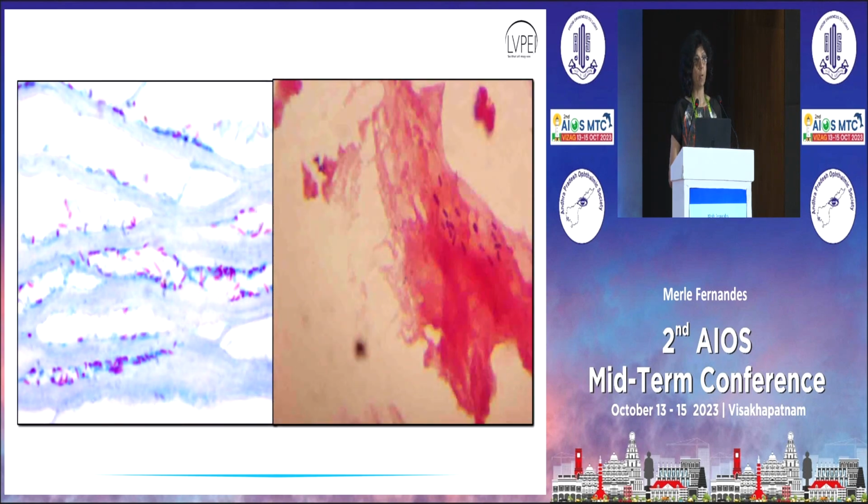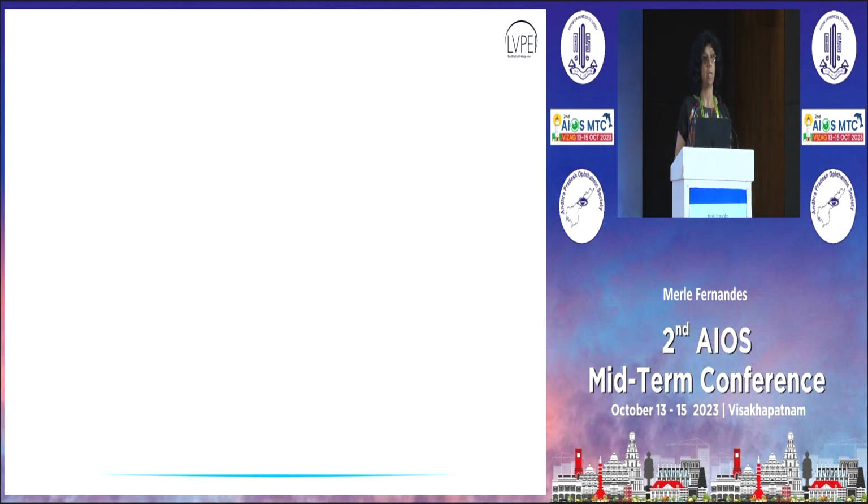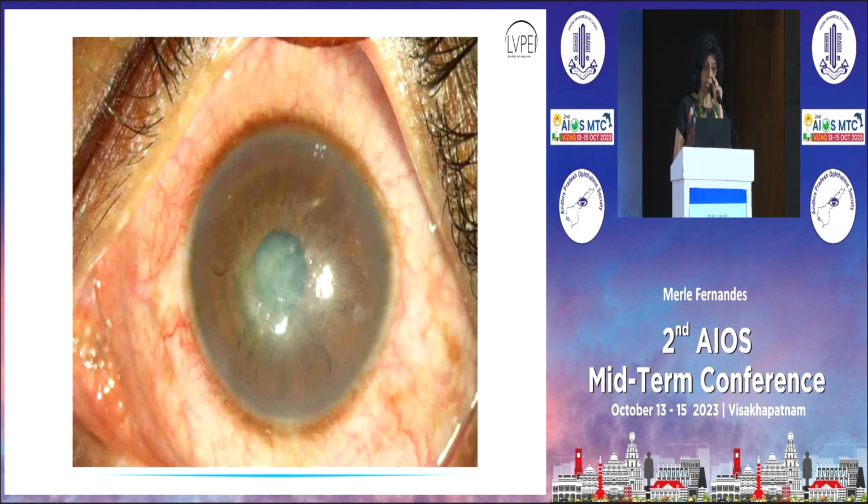Often we have to do a biopsy to diagnose it, and you can appreciate on the acid-fast stain as well as on the Gram stain these little oval-shaped bodies with polar staining that's typical of microsporidia. Treatment: topically, fumagillin can be used, but it's not available in India, so we'll end up doing a PK.